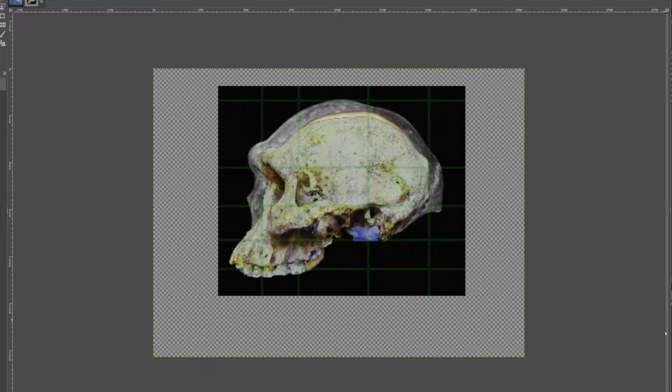So can you lower the opacity of this one? Absolutely, if I remember to click on the correct layer.